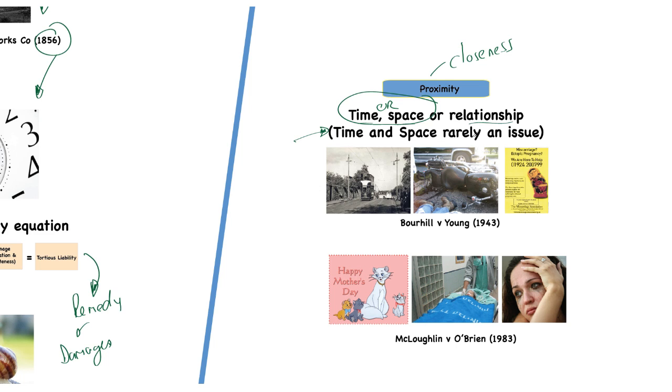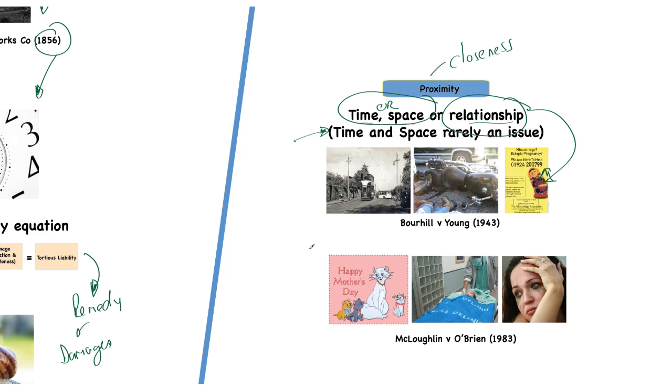Relationships are only relevant when the loss is foreseeable to a person in the defendant's position. We're going to start off by looking at a couple of cases on this issue of relationship. Because time and space are rarely a big deal, we need to focus our case law on what we mean by relationship. The first of those is Bourhill versus Young.